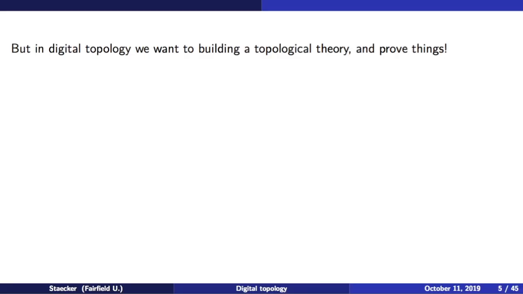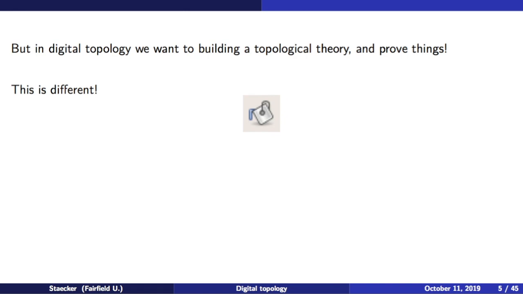But in the mathematical field of digital topology, the goal is to build a topological theory. Oh, this is a mistake. We want to build a topological theory and to prove theorems about things like this, all right? This is different from trying to make some algorithm that does something. We want to actually prove some mathematical theorems.